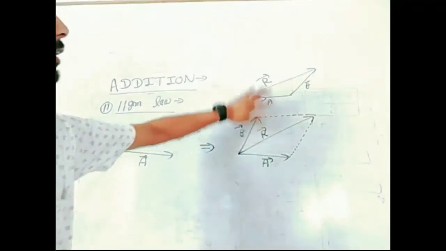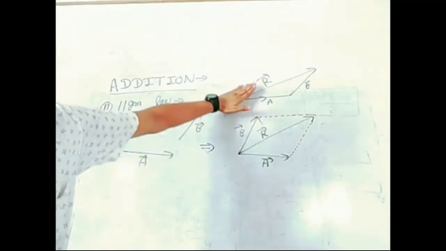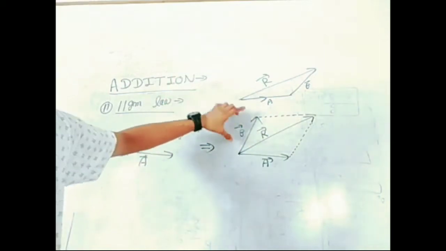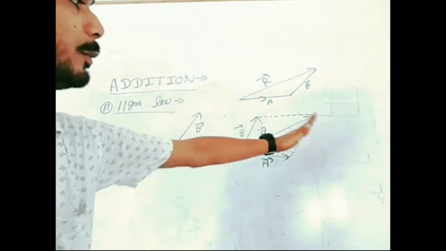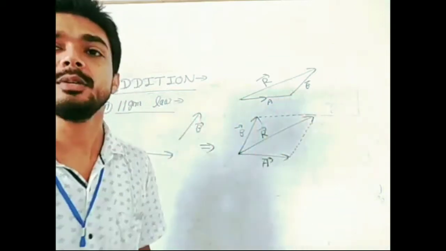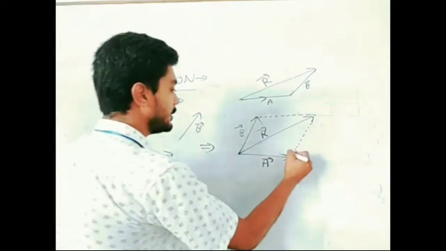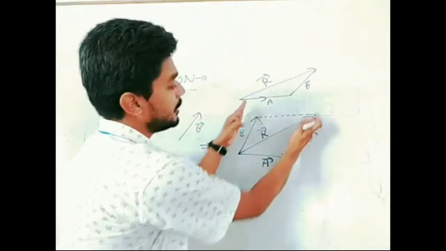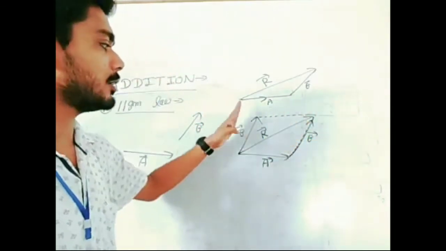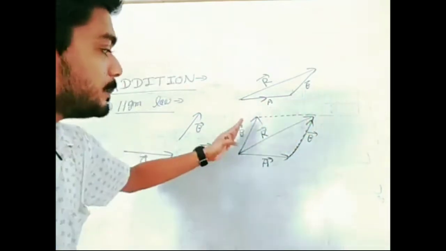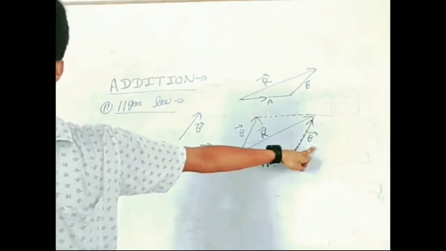In these two laws, triangle law and parallelogram law, there is no difference, because you all know very well that opposite sides of a parallelogram are equal and parallel to each other. If this is vector B, then the opposite side will also equal B, because these two vectors are equal, as sides of a parallelogram are equal in magnitude and parallel to each other.